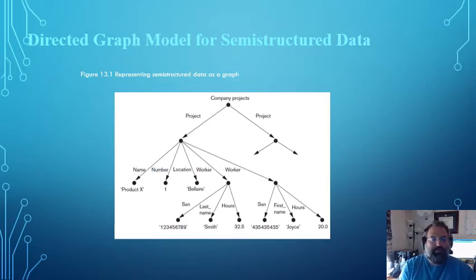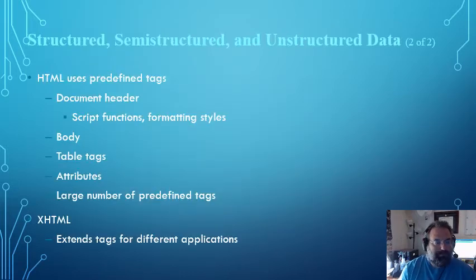This is an example of semi-structured data as a graph. You have company projects. Underneath of that, you have various projects. Projects have names, numbers, locations, and so on, which are essentially attributes.